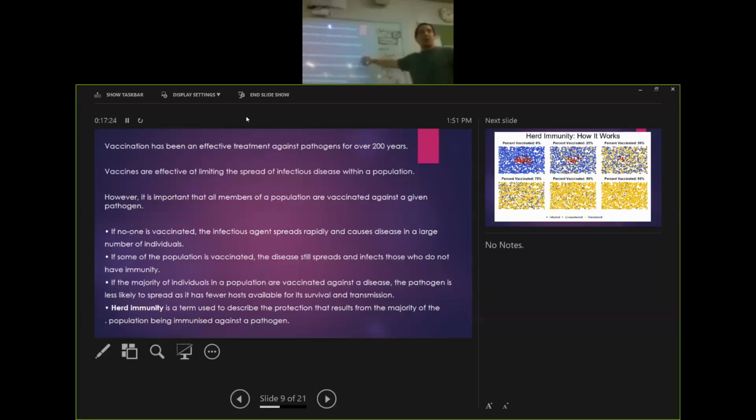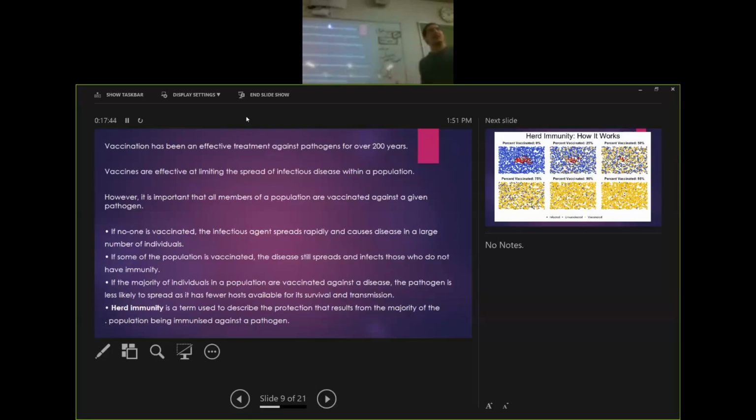If no one is vaccinated, it's going to spread really quickly. That's what we're seeing now with the coronavirus. It's spreading rapidly. If some of the population is vaccinated, it can still spread. Like if one of us were vaccinated and the other three were not, it's still not going to help too much. It's still going to spread between three of us. You know what I mean?